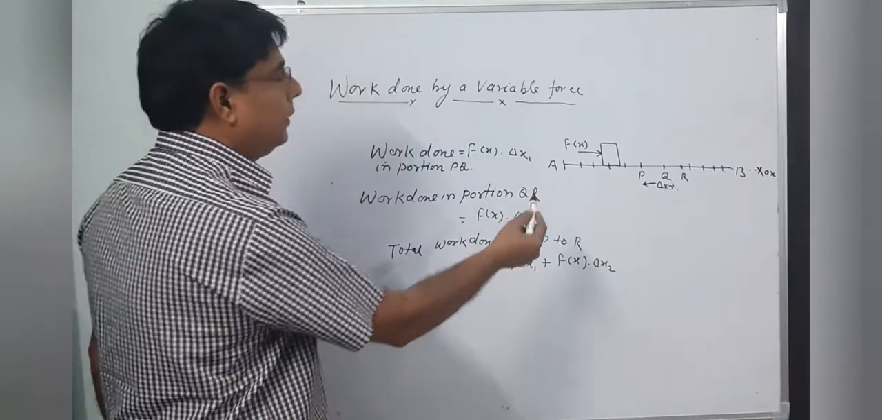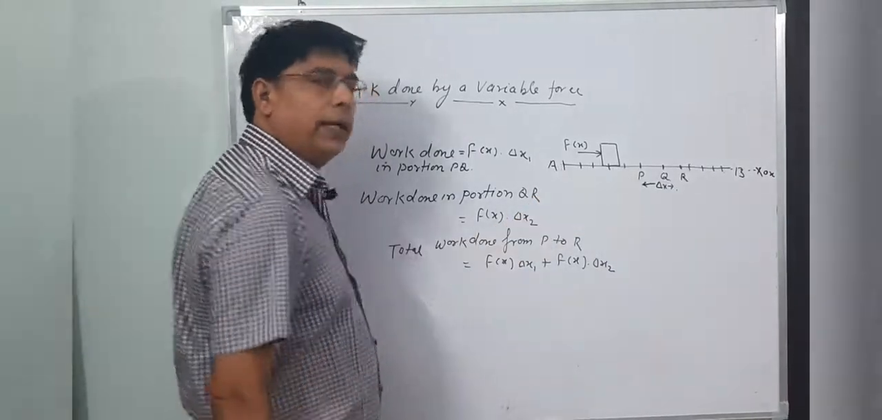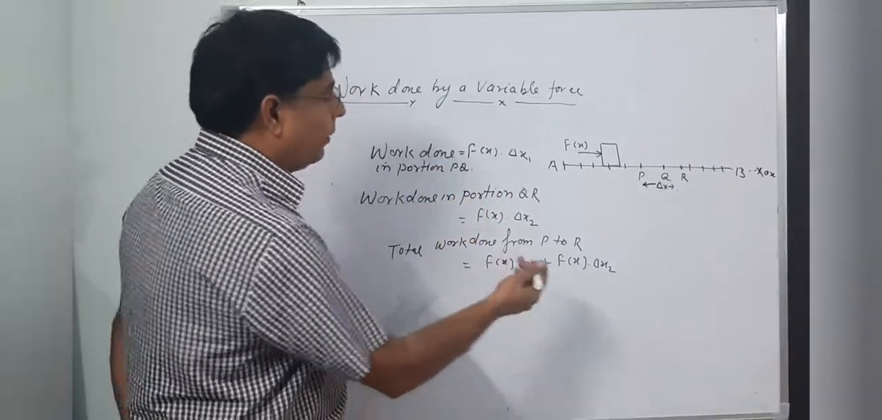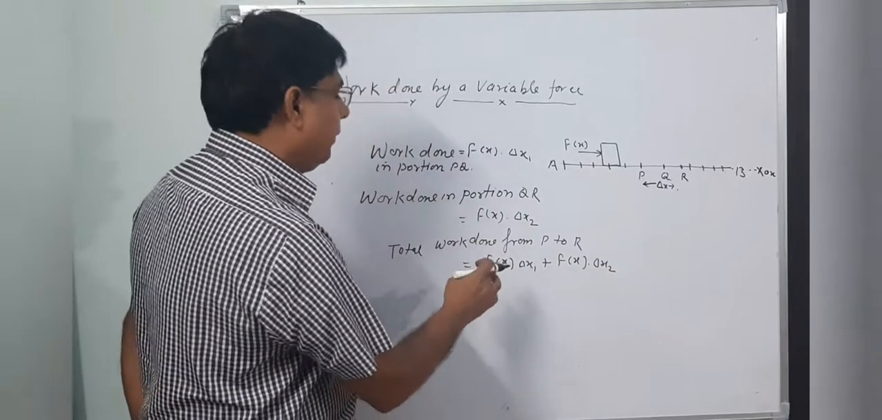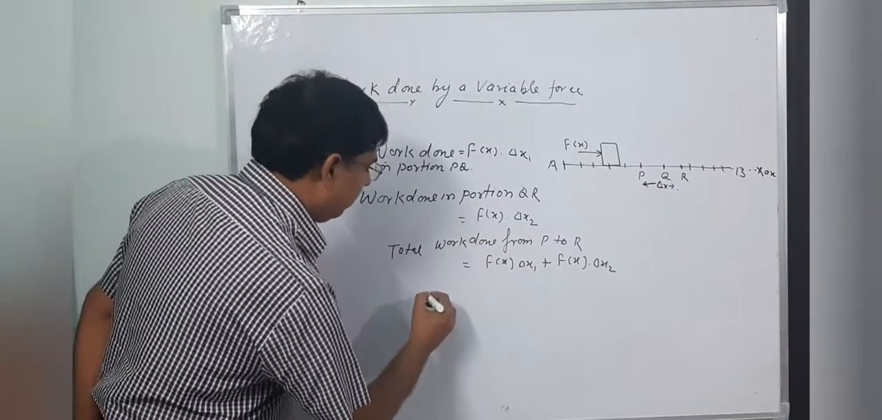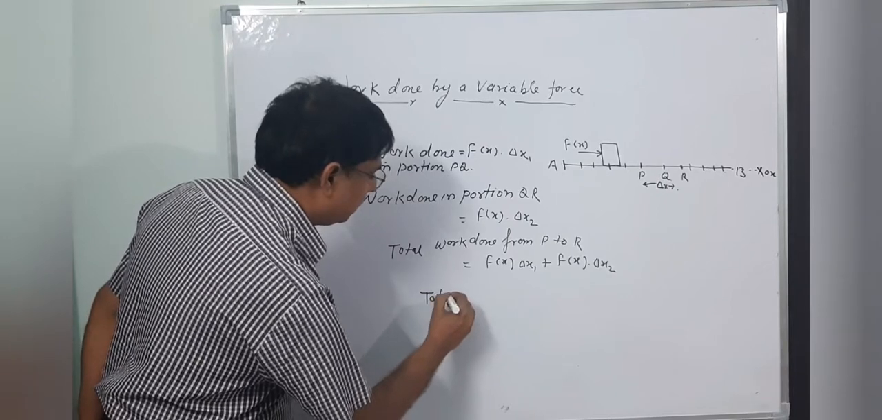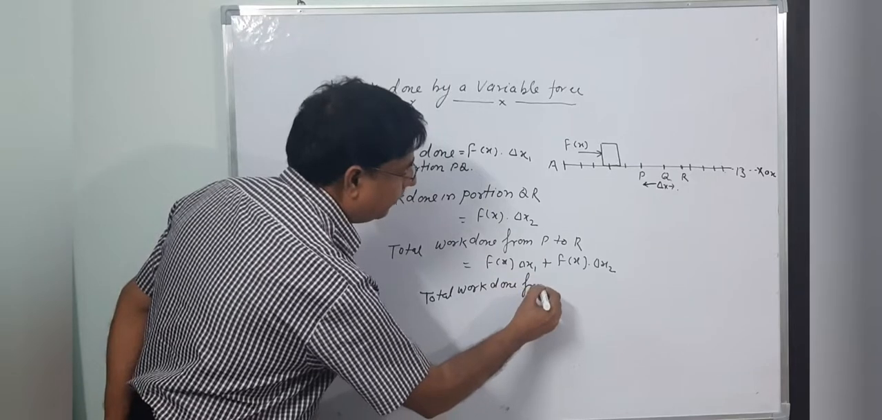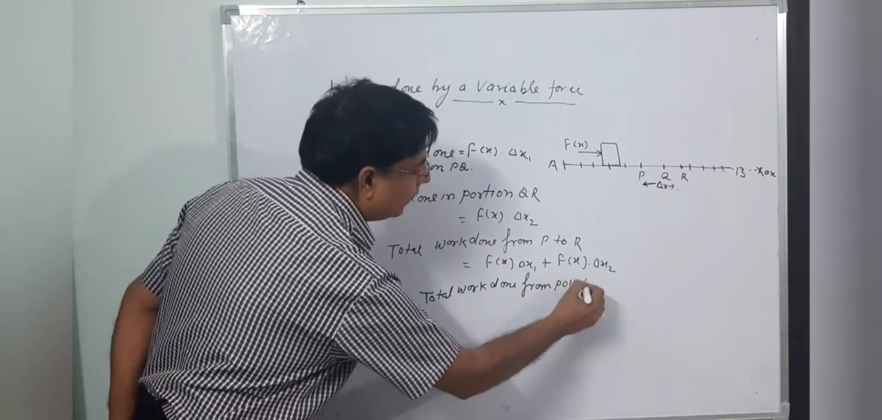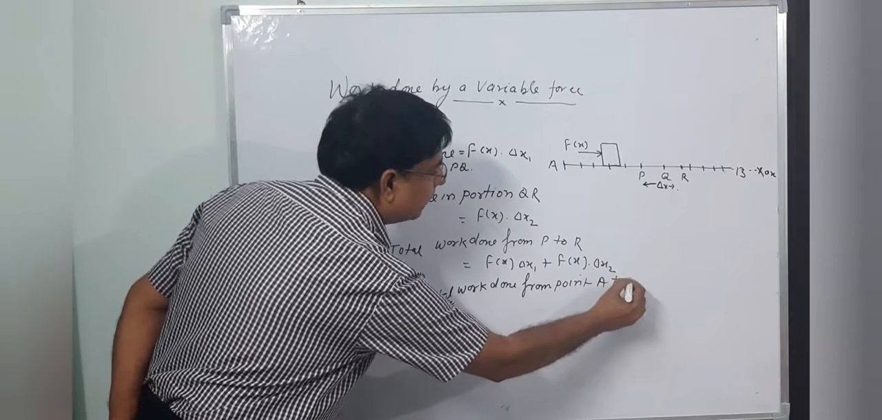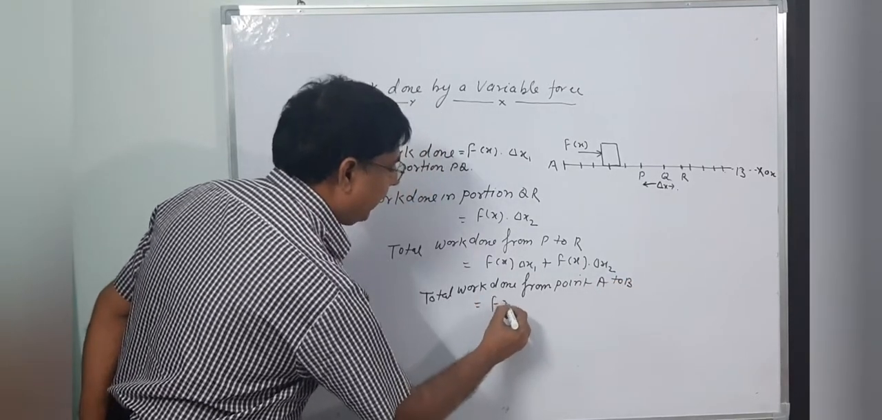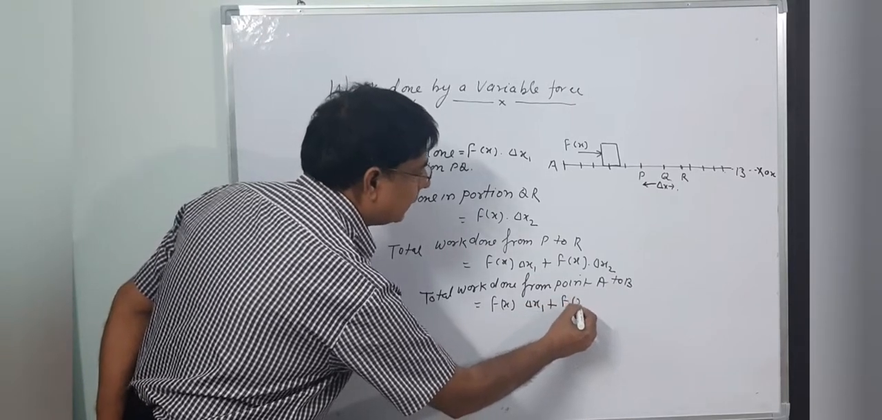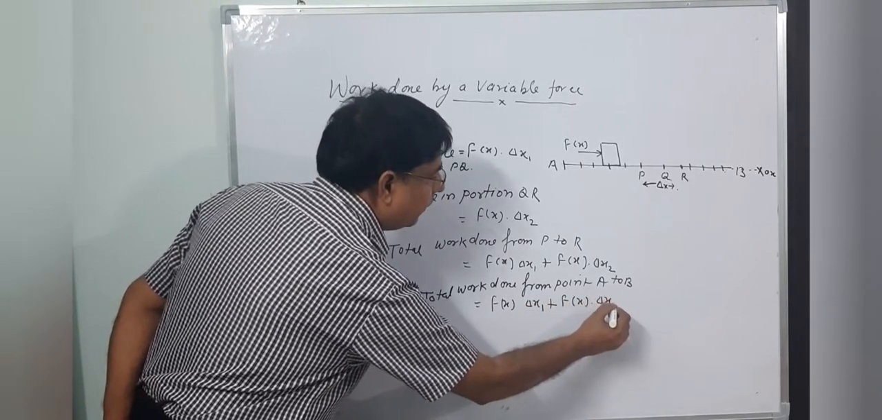Now we can divide this path from point A to B into n portions, then we can add all these portions to find the work for the path A to B. So total work done from point A to B equals Fx delta x1 plus Fx delta x2 and so on.